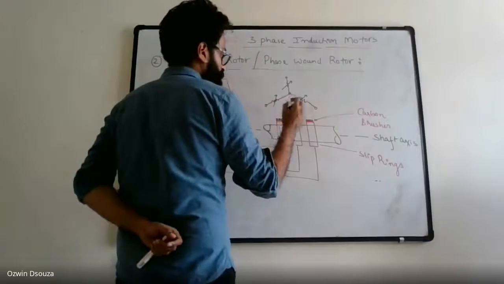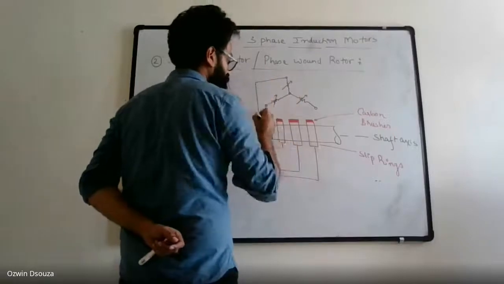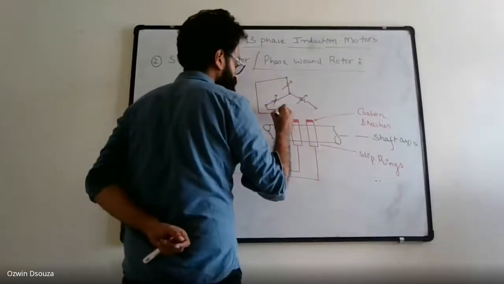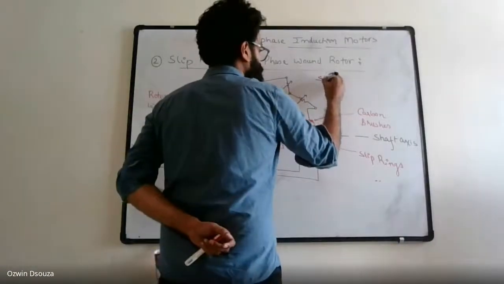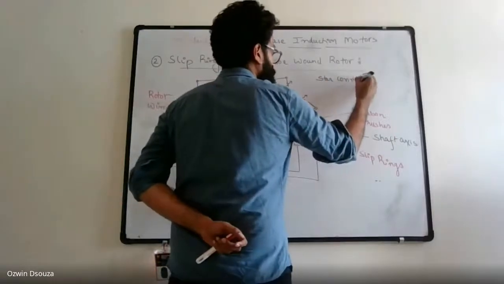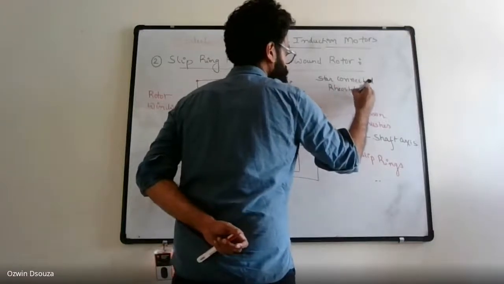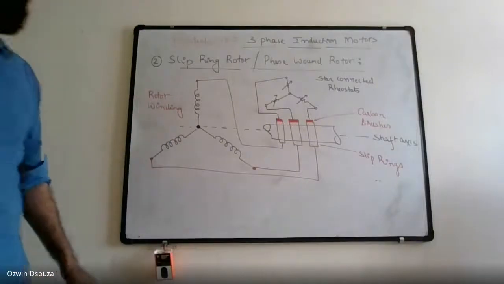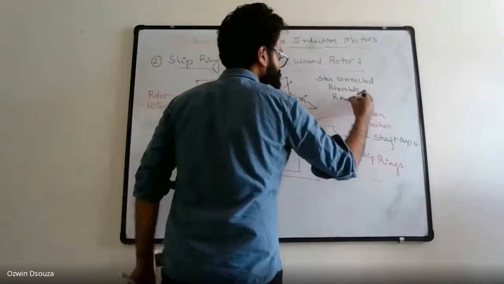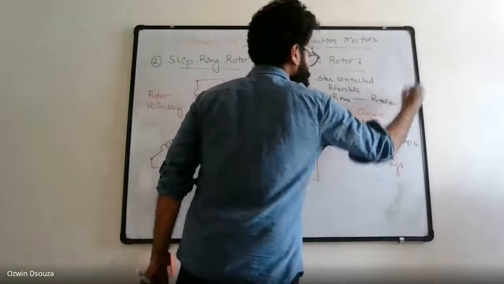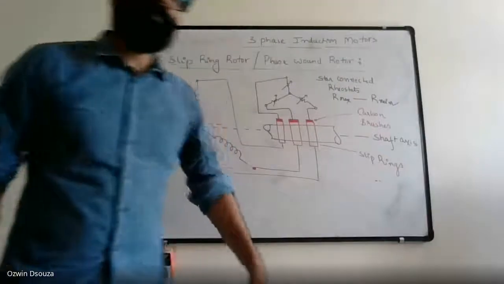So this is connected to say this. This is connected to say this, and this is connected to this. Okay, this is your star connected rheostats or variable resistances. So these resistances can be varied between R maximum and R minimum, that is, between maximum resistance value and minimum resistance value.